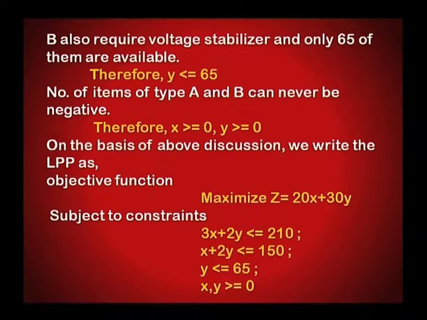On the basis of the above discussion, we write the linear programming problem as: the objective function is maximize Z equals 20x plus 30y, subject to constraints 3x plus 2y less than or equal to 210, x plus 2y less than or equal to 150, y less than or equal to 65, and x and y greater than or equal to 0.